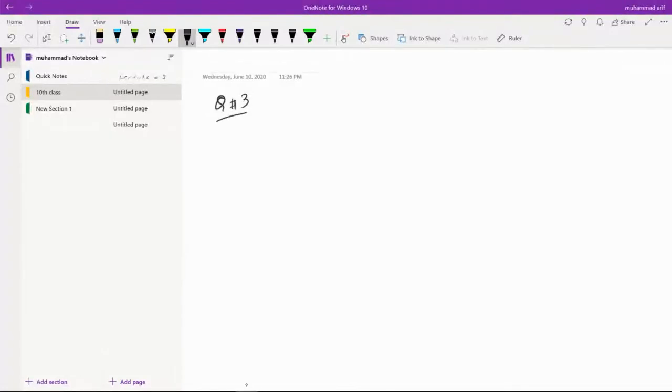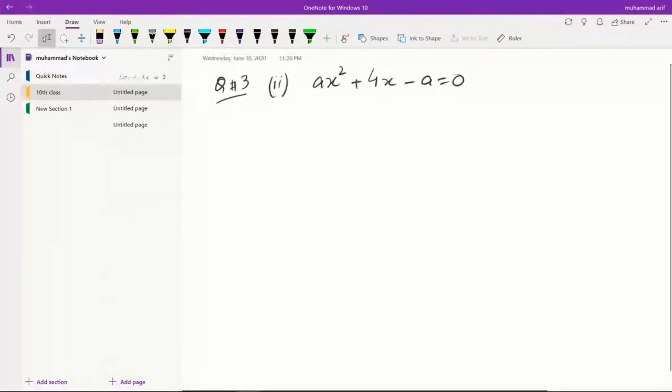Part number 2: ax square plus 4x minus a equals to 0. Now what is the step?